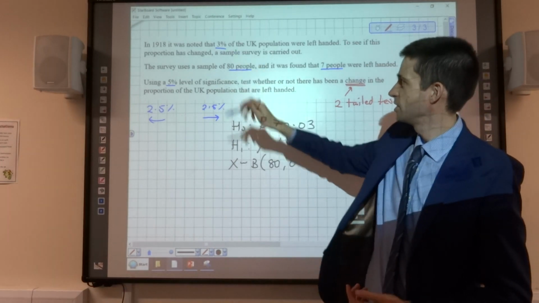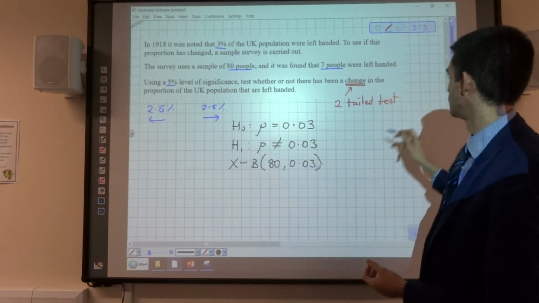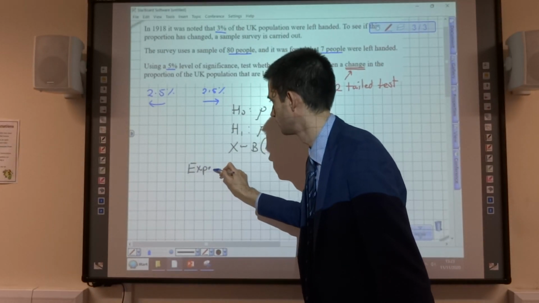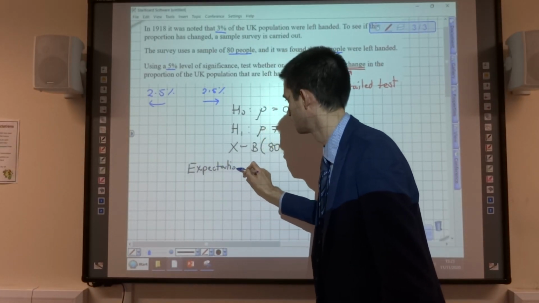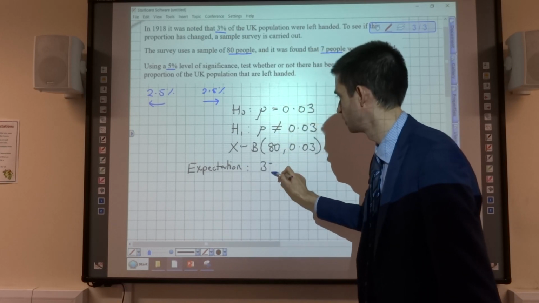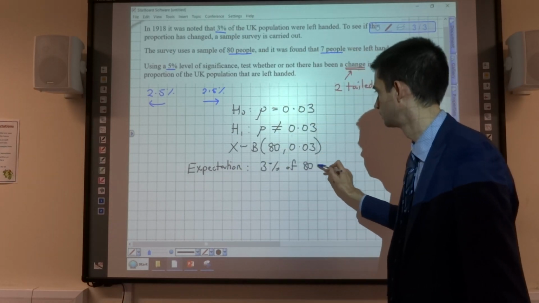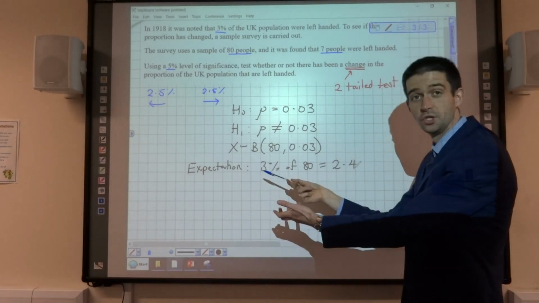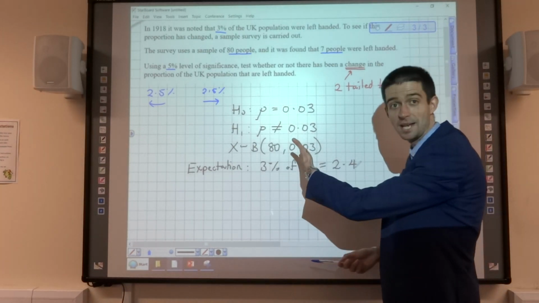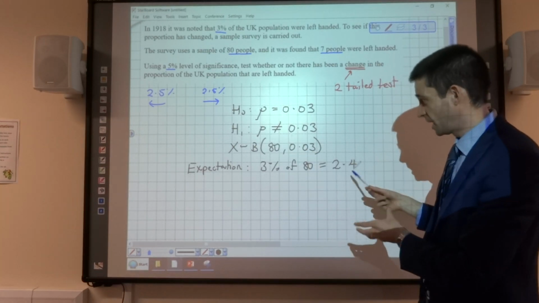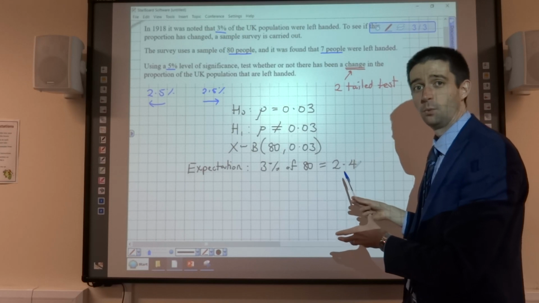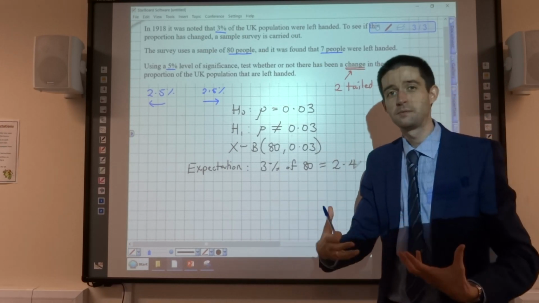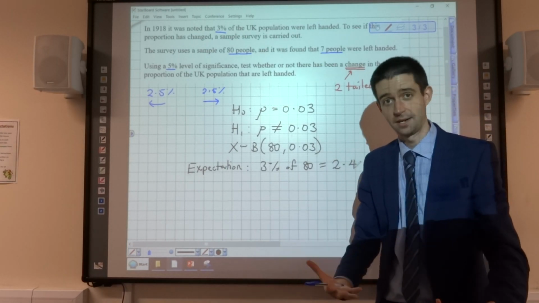Now, if 3% of the UK population were indeed left-handed, then our expectation would be 3% of 80, which is 2.4, 0.03 times 80, some people say np. So if our expectation is that 2.4 of these people would be left-handed, the fact that 7 of them are left-handed, clearly, if the probability has changed, it's got bigger.